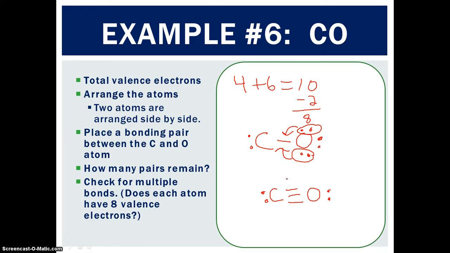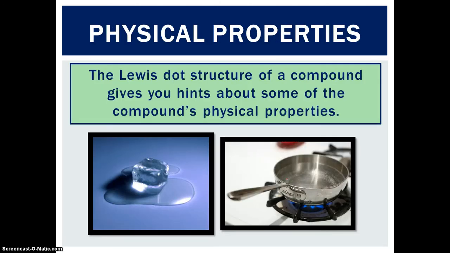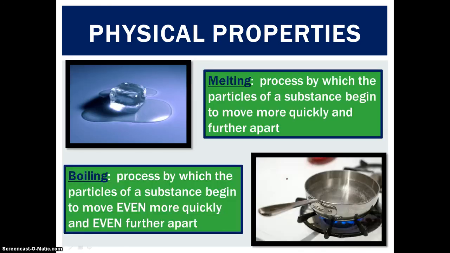It's important to note that these Lewis dot structures tell you something about the compound's physical properties. Those properties that we're mainly going to talk about are melting point and boiling point. Melting is the process by which particles of a substance begin to move quickly and further apart, and the same thing with boiling, but even more quickly and even more further apart. So how closely tied together, or the forces that are holding these molecules together, plays a part in the melting point. Higher forces means higher melting point and higher boiling point.